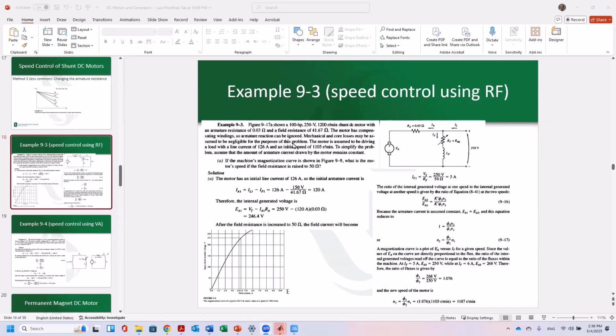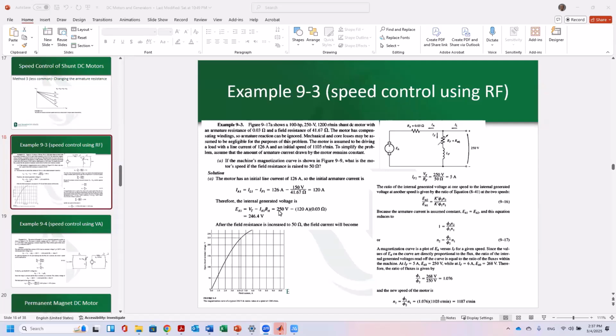So under the initial conditions of the problem, IA would be equal to IL, the load current or the line current, minus IF, or the current of the field, which would be 126 based on the problem statement, minus 150 over this initial value of the resistance in the field circuit, which will give us a 120 amp value. And we would be assuming that this value would remain constant in the second condition of the problem, which would be the case that we're going to raise the impedance of the field circuit to 50 ohms from 41.67.